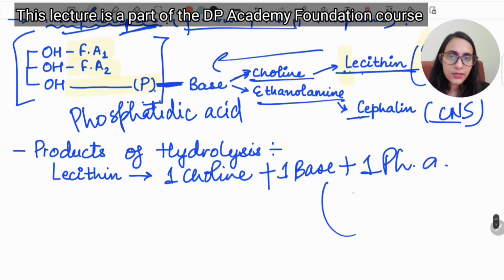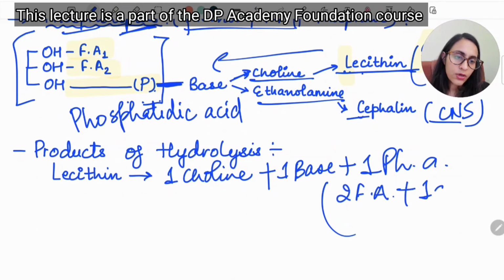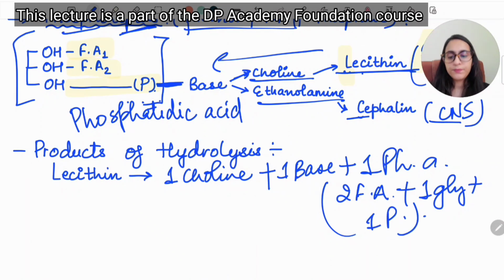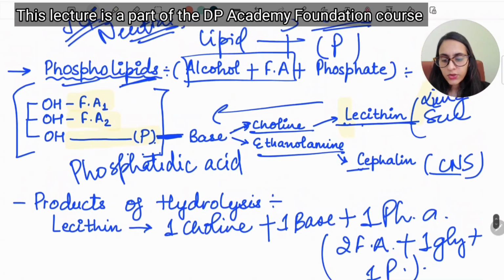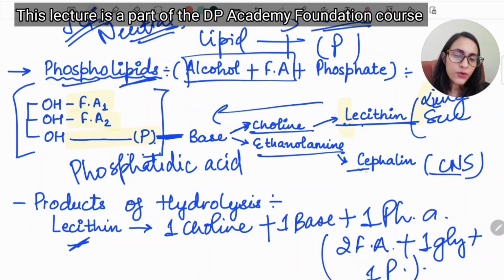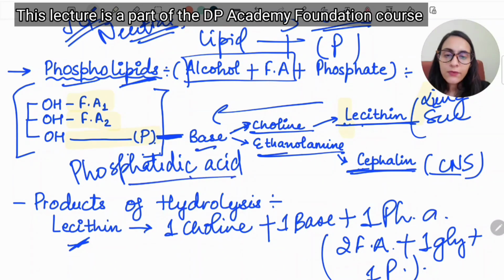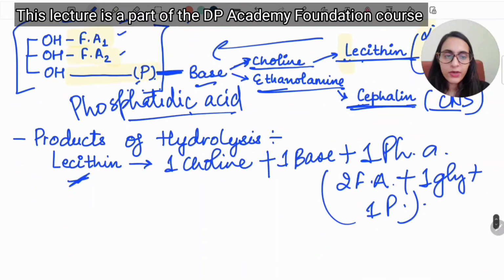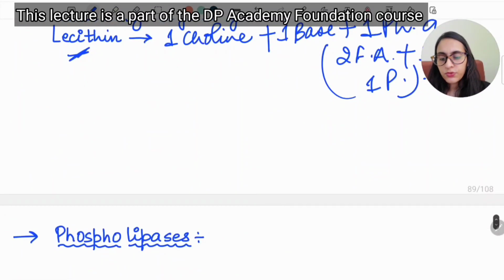In the phosphatidic acid, we have 2 fatty acids, 1 glycerol, and 1 phosphate group. So these are the products of hydrolysis of lecithin. If they ask about cephalin, hydrolysis of cephalin gives 1 ethanolamine, 1 base, and 1 phosphatidic acid. In the phosphatidic acid, we have 2 fatty acids, 1 phosphate group, and 1 glycerol. So they can ask questions like this.